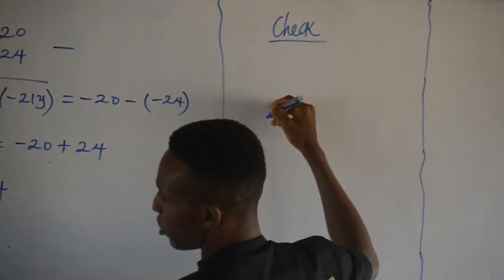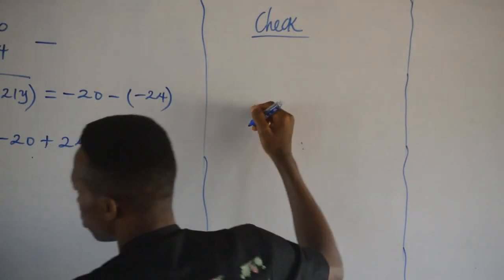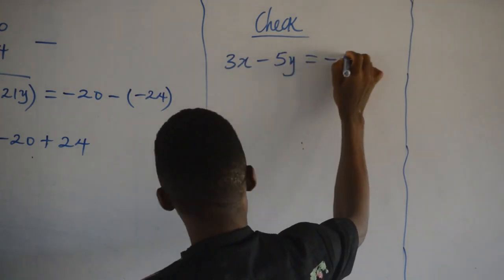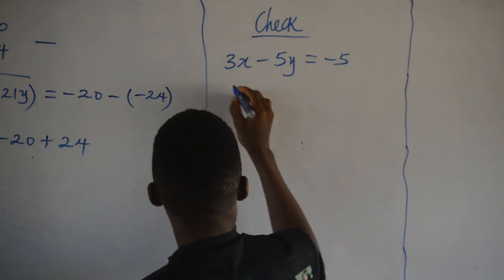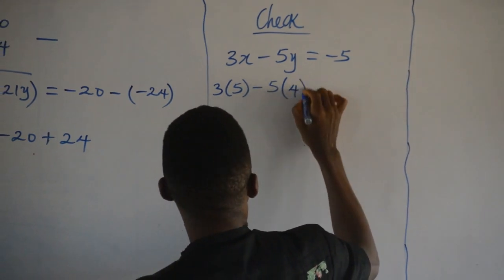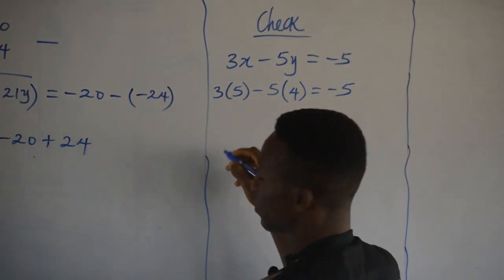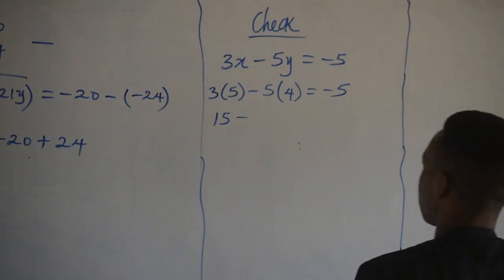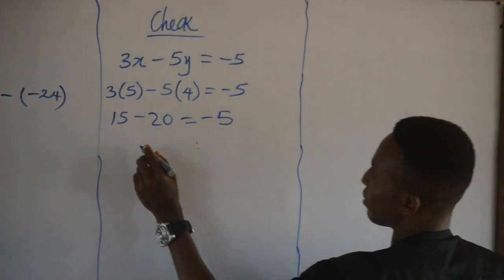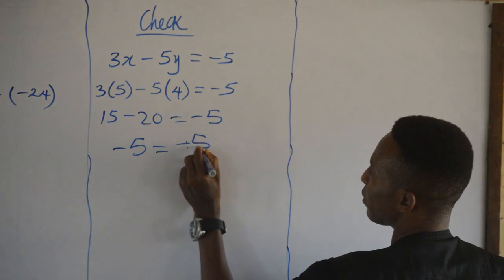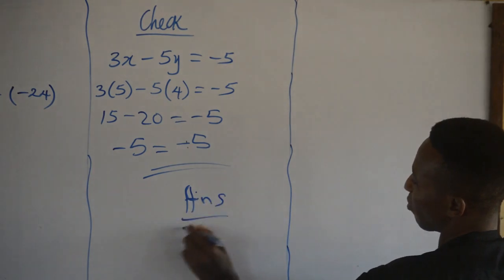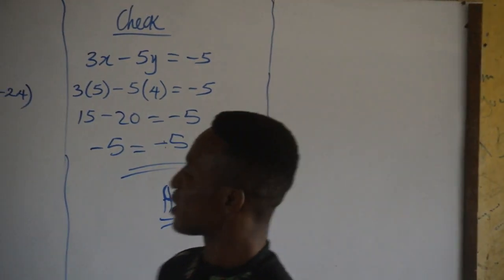So for the checking, let me use equation 1, the rearranged equation 1. So we have 3x minus 5y equals to minus 5. So my x here is 5. 3 into bracket 5 minus 5 into bracket my y 4 equals to minus 5. 3 times 5 is 15. So we have 15 minus 5 times 4, 20. Everything equals to minus 5. 15 minus 20 gives us minus 5 equals to minus 5. So that means our LHS equals to right hand side.